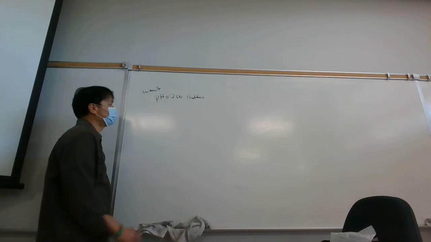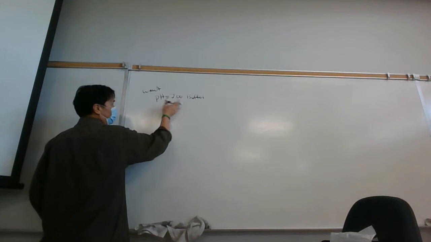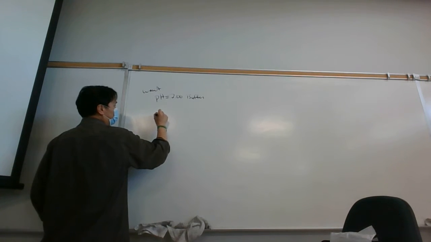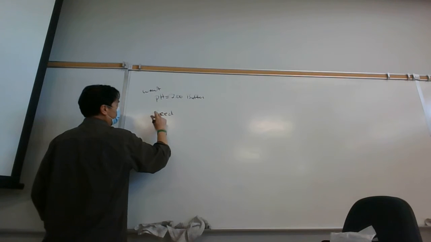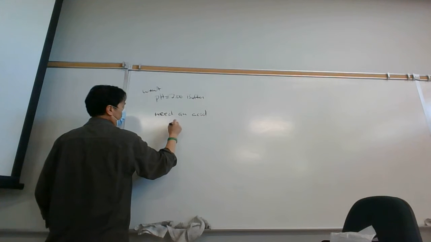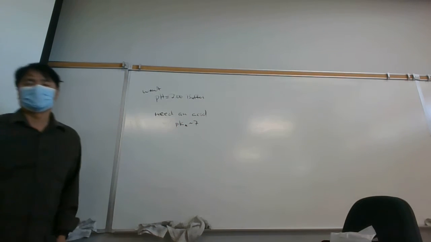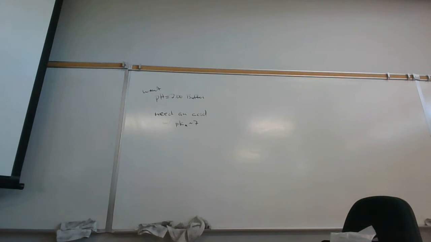And so what we have to do is find an acid that has a pKa around 7. It could be a little more, a little less, depends. So let's take a look at some acids here that might work.